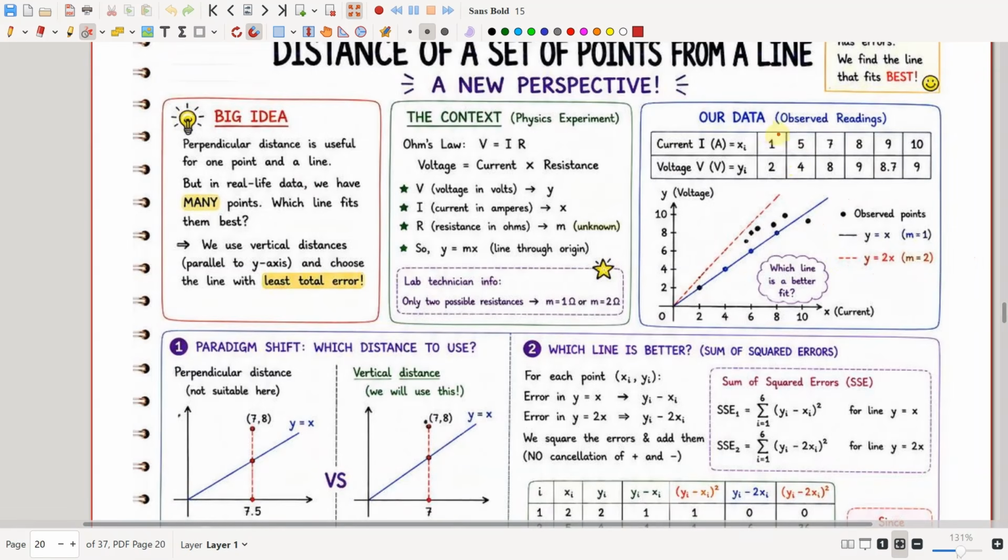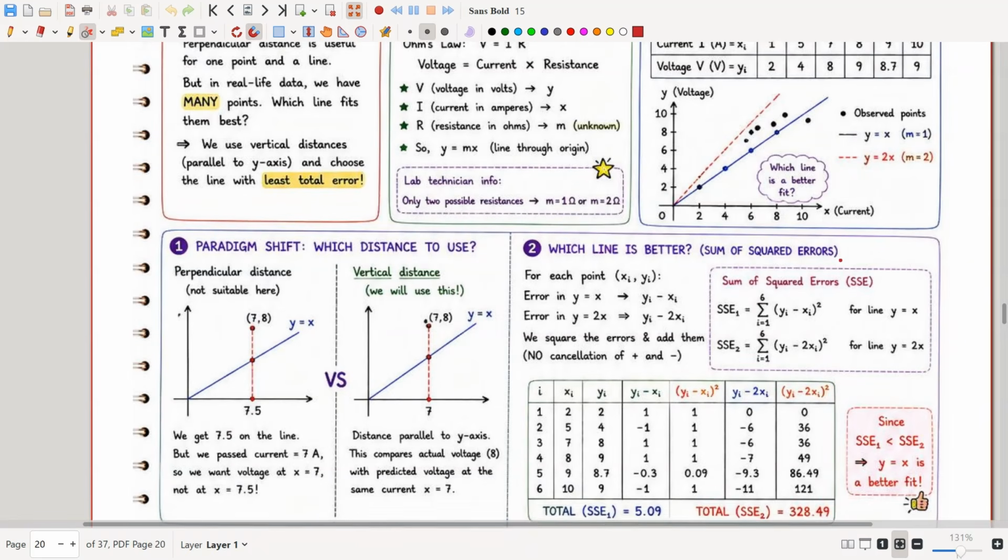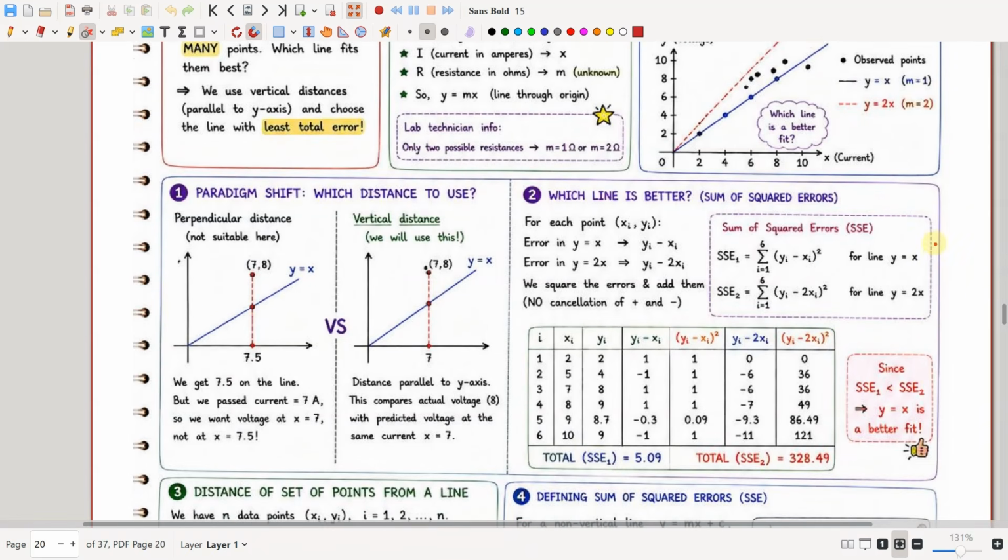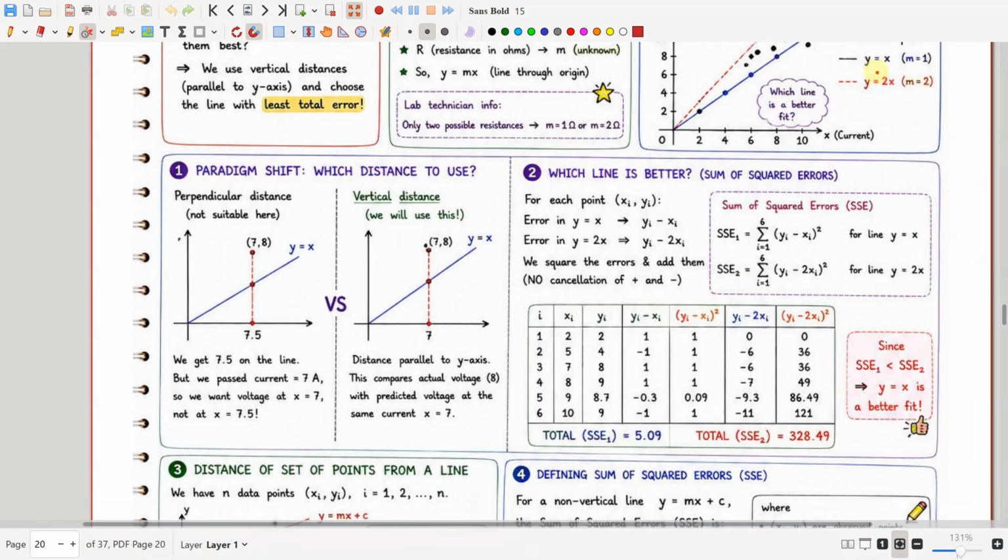So let's see an example here also. We are given points xi, yi. The observed points are y is equal to x and y is equal to 2x. We have to find which one of the two equations is better. Okay, so let's have the calculation here. First you have to find y minus x, then you have to find y minus 2x.